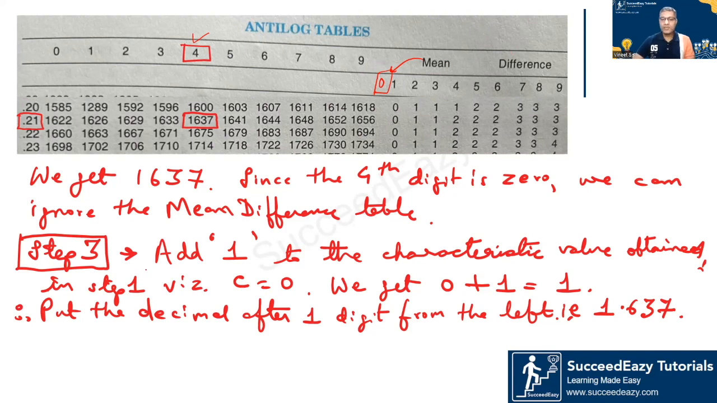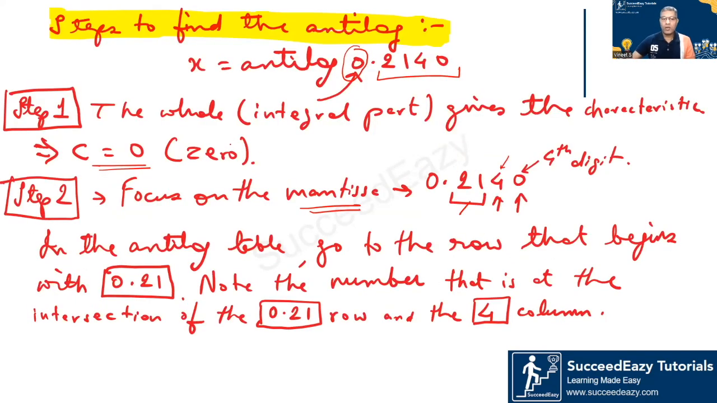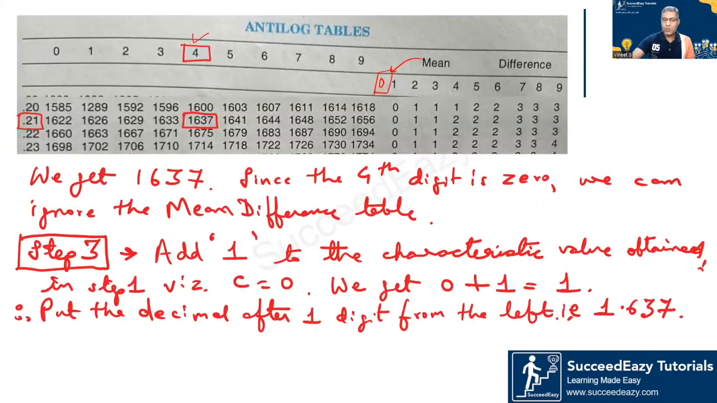So step 3 is, now look, in step 1, we had got the characteristic as 0. So there comes the usage. Add 1 to the characteristic that you obtained in step 1. So you get 0 plus 1 equals 1. This tells you where to put the decimal. So put the decimal after the first digit from the left.